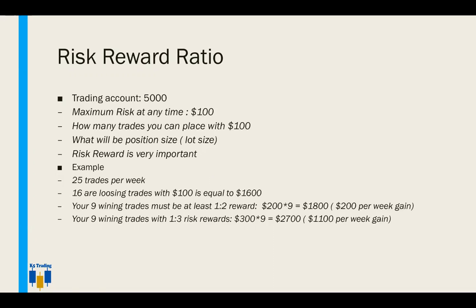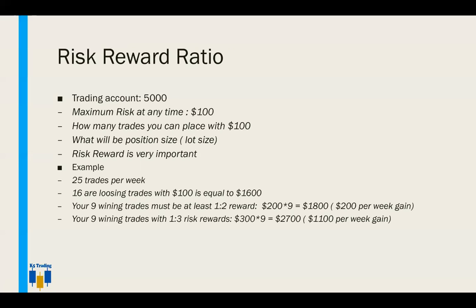Okay, this slide I need to change a little bit. It's telling you the risk to reward ratio. If you have 25 trades per week, 16 are losing trades with $100 each, which is equal to $1,600. Your winning trades must be at least 1 to 2 risk to reward, so that's $1,800 gain. So $200 per week gain. Your 9 winning trades with the 1 to 3 risk reward ratio will give you $1,100 per week gain.